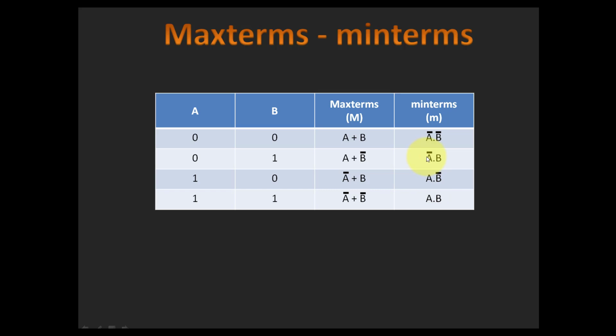And the max term is totally opposite of this. If in the min term we have a bar, this becomes a, dot becomes plus, and b bar becomes b. So this is almost the opposite of this.